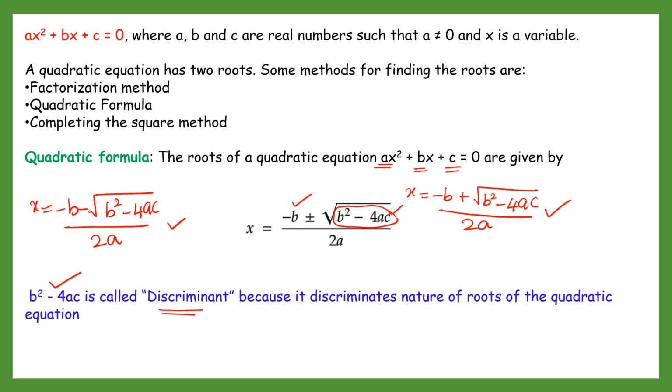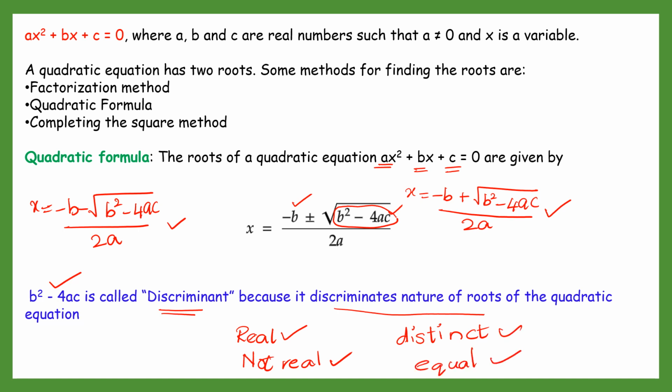Why do you call it the discriminant? Because it discriminates the nature of roots. Nature of the roots means what? If you solve a problem, you will get roots, right? The roots can be real, or some roots are not real. The roots can be distinct, that means you will get two roots here and those two will not be equal, or the two roots can be equal. So it will tell all these.